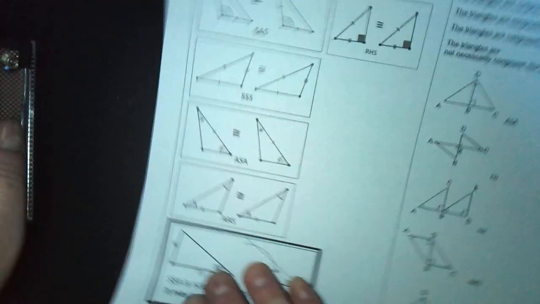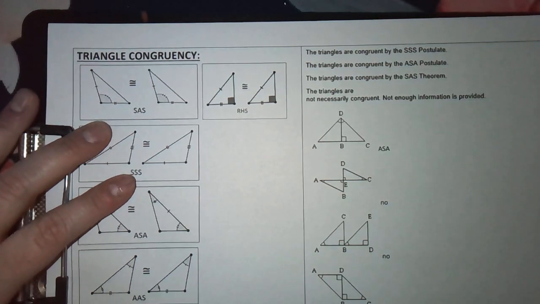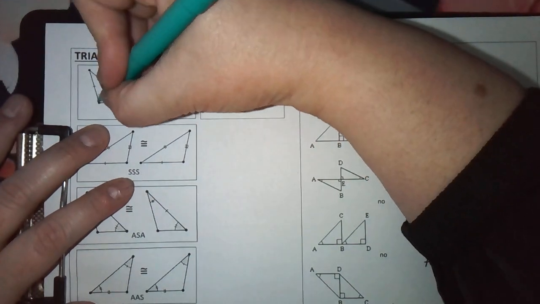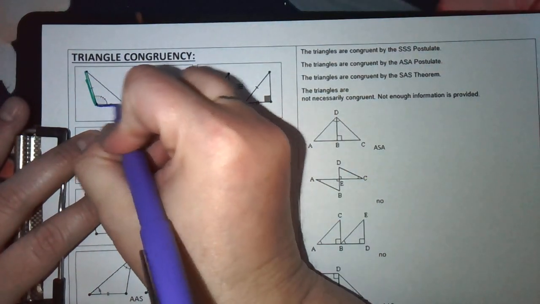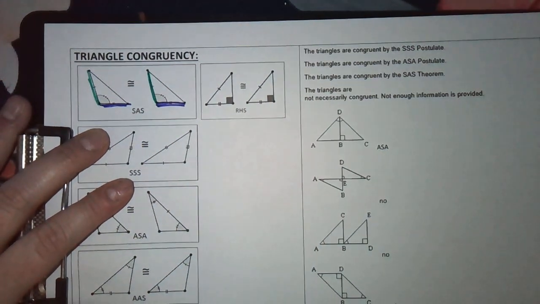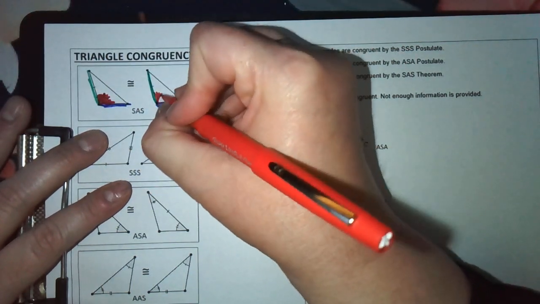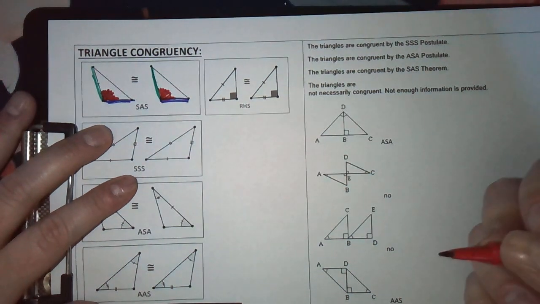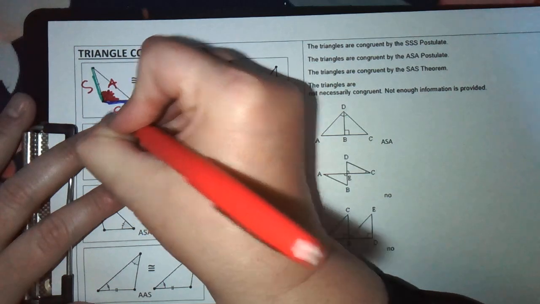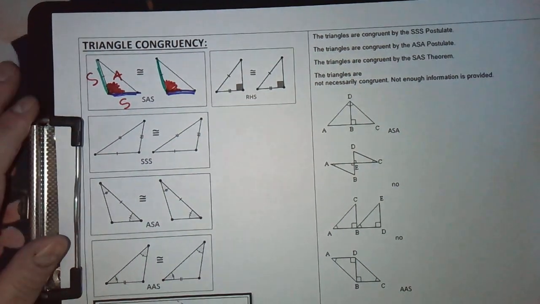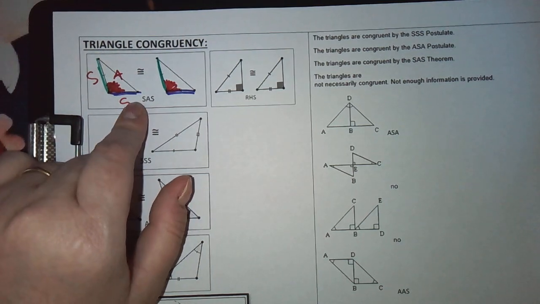Let's look at triangle congruency. We kind of talked about this in the last section. Remember, side angle side means two sides are congruent, they're the same, and the angle in between is also congruent, or the same. So that makes SAS, where the angle is included in between the sides.